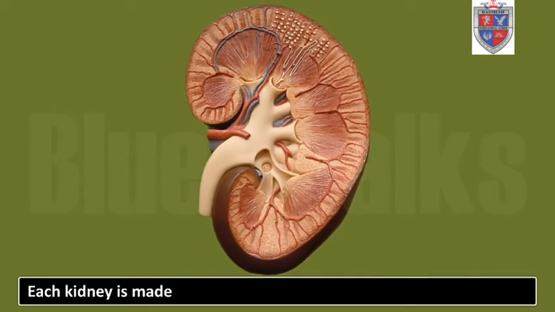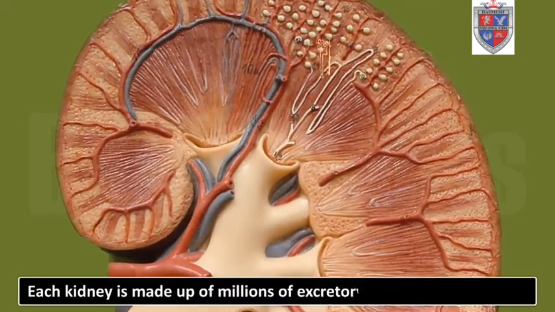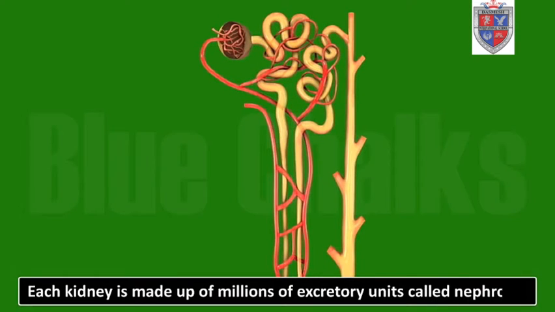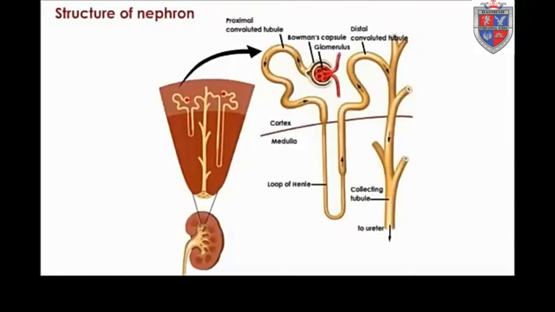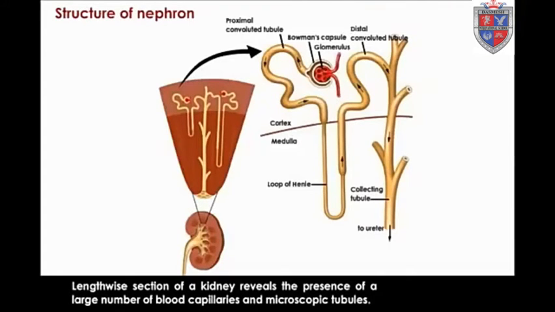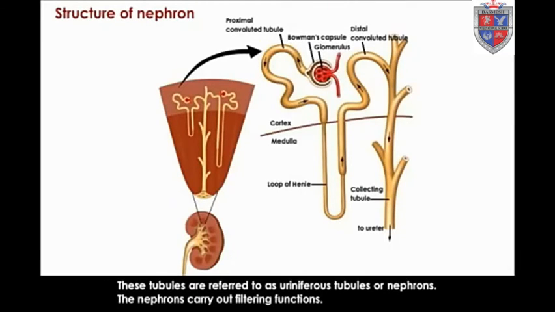Each kidney is made up of millions of excretory units called nephrons. So nephron is the unit of the excretory system. A lengthwise section of a kidney reveals the presence of a large number of blood capillaries and microscopic tubules. These tubules are referred to as uriniferous tubules or nephrons. The nephrons carry out filtering functions.